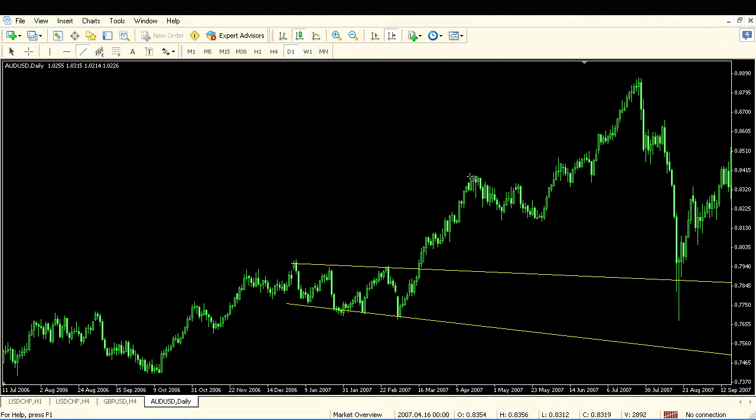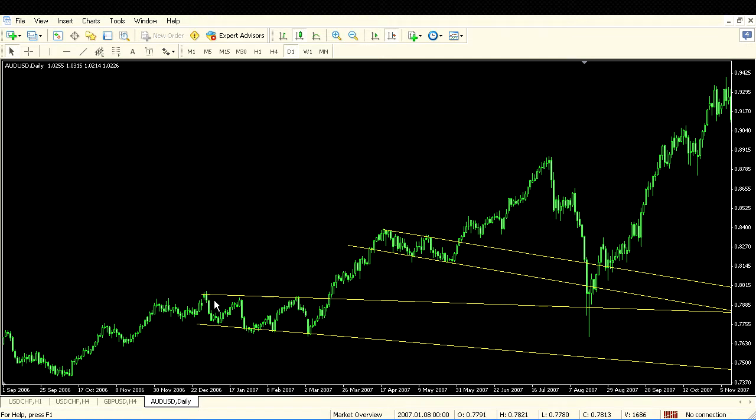It's a place for a short-term delay. The resistance is drawn on the peaks. The support is at the bottom. One more price channel is formed. When the top line is broken, it's a signal to buy because of the continuation pattern.